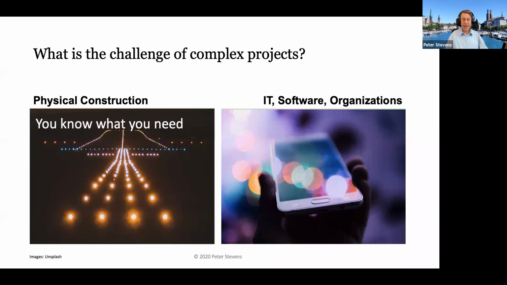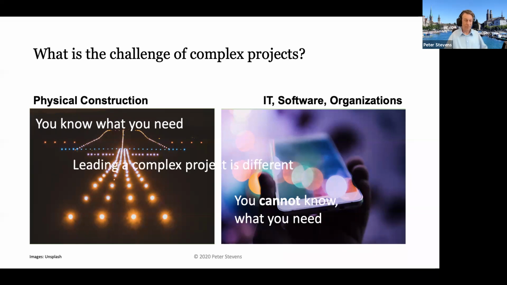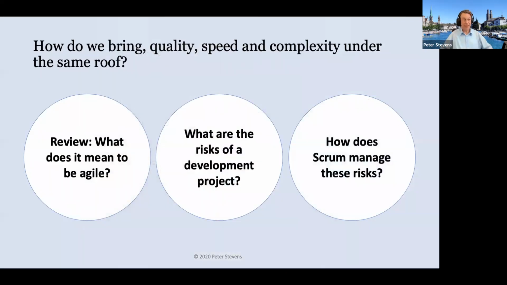And the key difference is for things that we build classically, you can know what you need in advance. Whereas for things like software and products where there's a high degree of uncertainty, you literally cannot know in advance what you need, because it's not until you've shown it to the customer or tested it in the environment that you can actually see whether it works or not. So this is where we see that leading complex projects is simply different. It's a different challenge. And this brings us a new challenge: how do we bring quality, speed, and complexity all under the same roof?